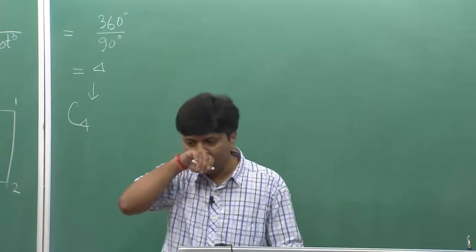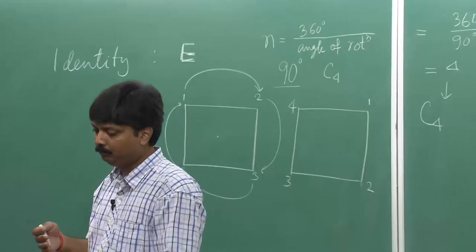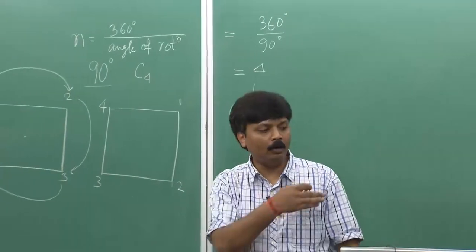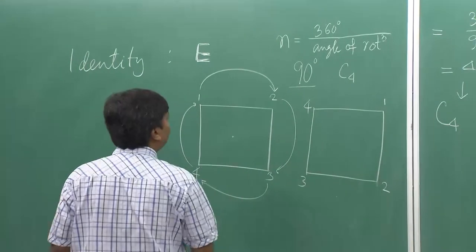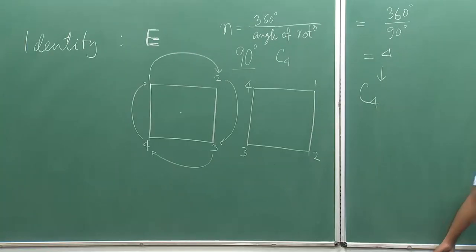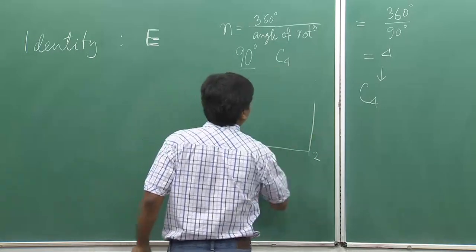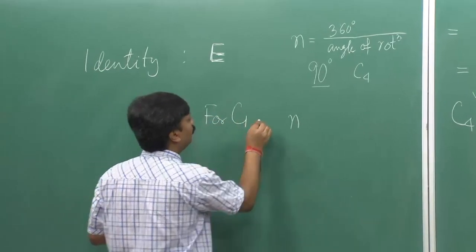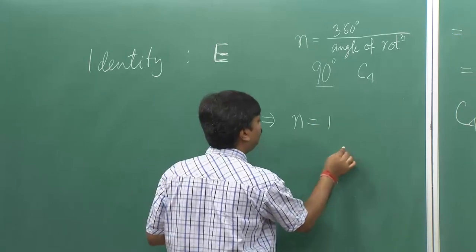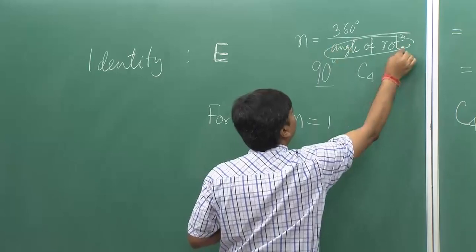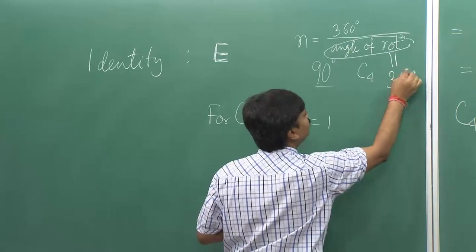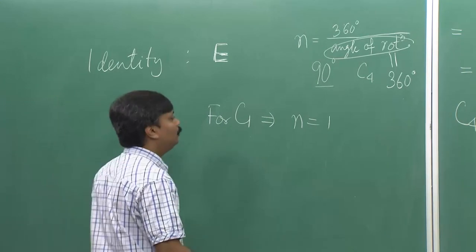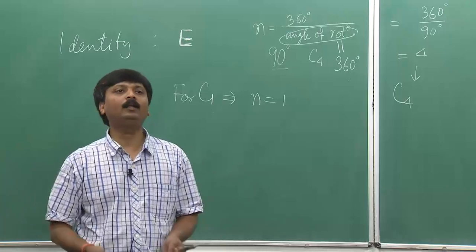Now, you can see that I can vary the value of n. I can go from C3, 4, 5, 6. So, I have not written there C1. Why not? Because C1 will mean what? From this particular relation, for C1, n equals 1. So, n equals 1 means I must have a situation where the angle of rotation is equal to 360 degrees. This is exactly the case we described just some time back when we were discussing the identity operation, right. So, that is why C1 is not mentioned anywhere, because C1 and E are the same.